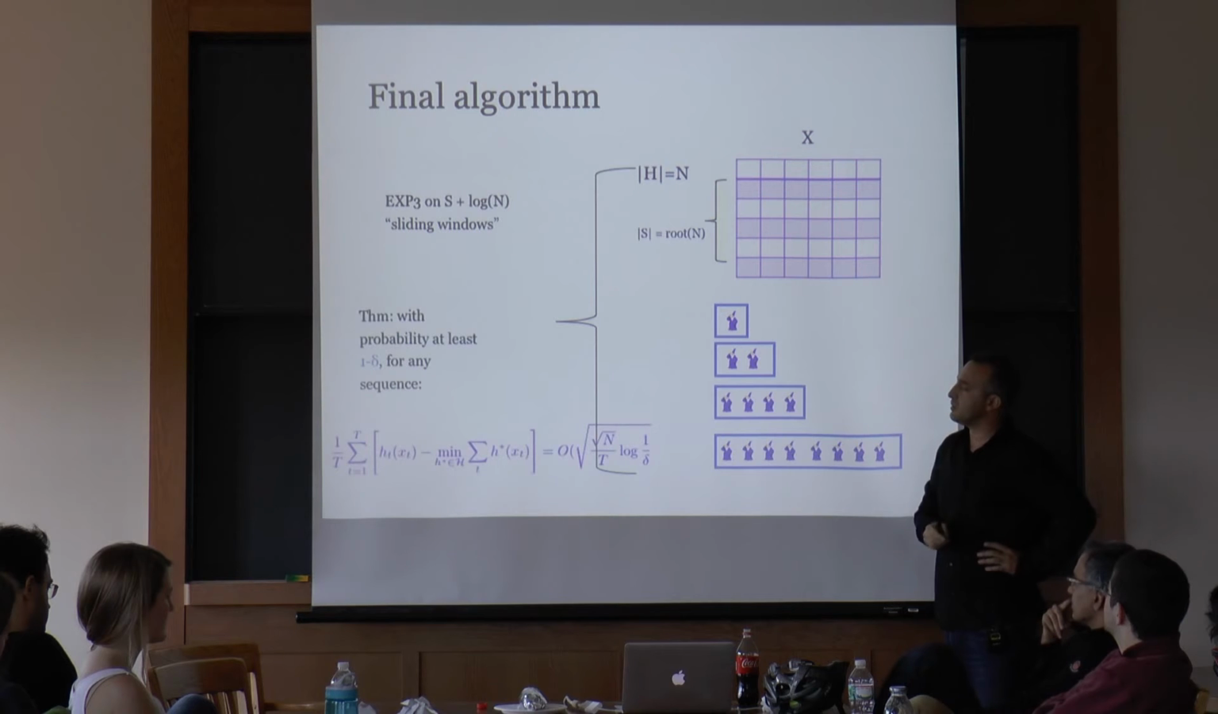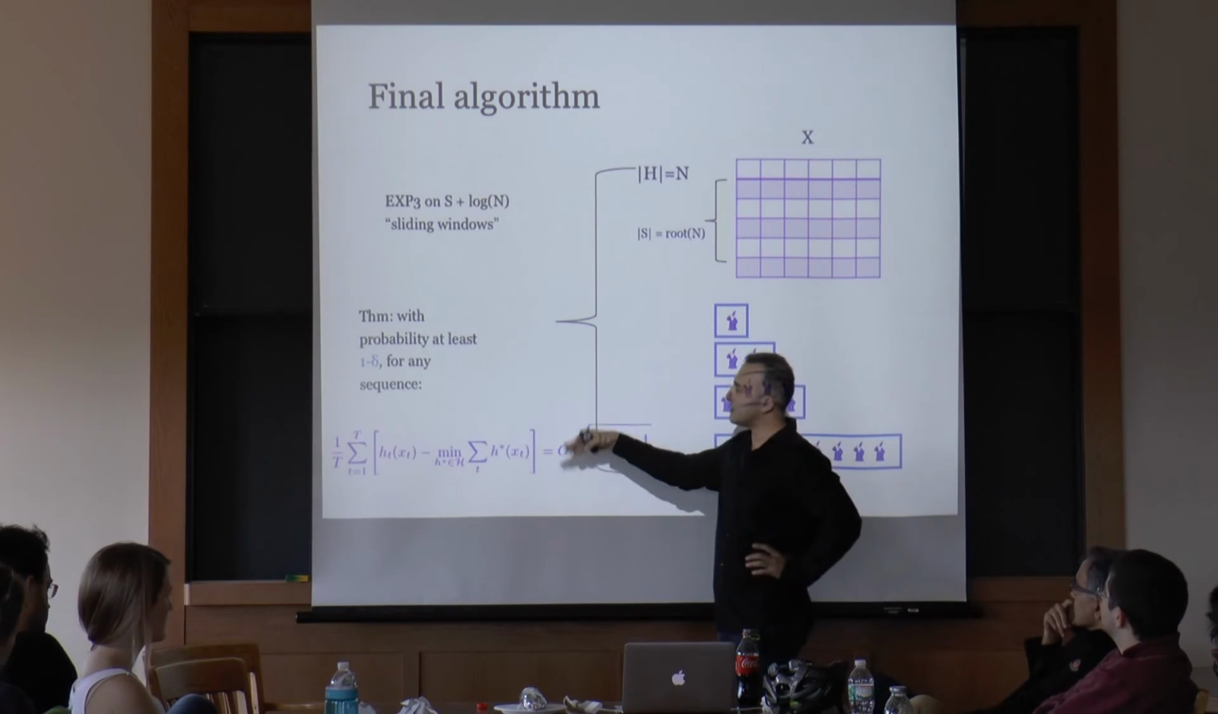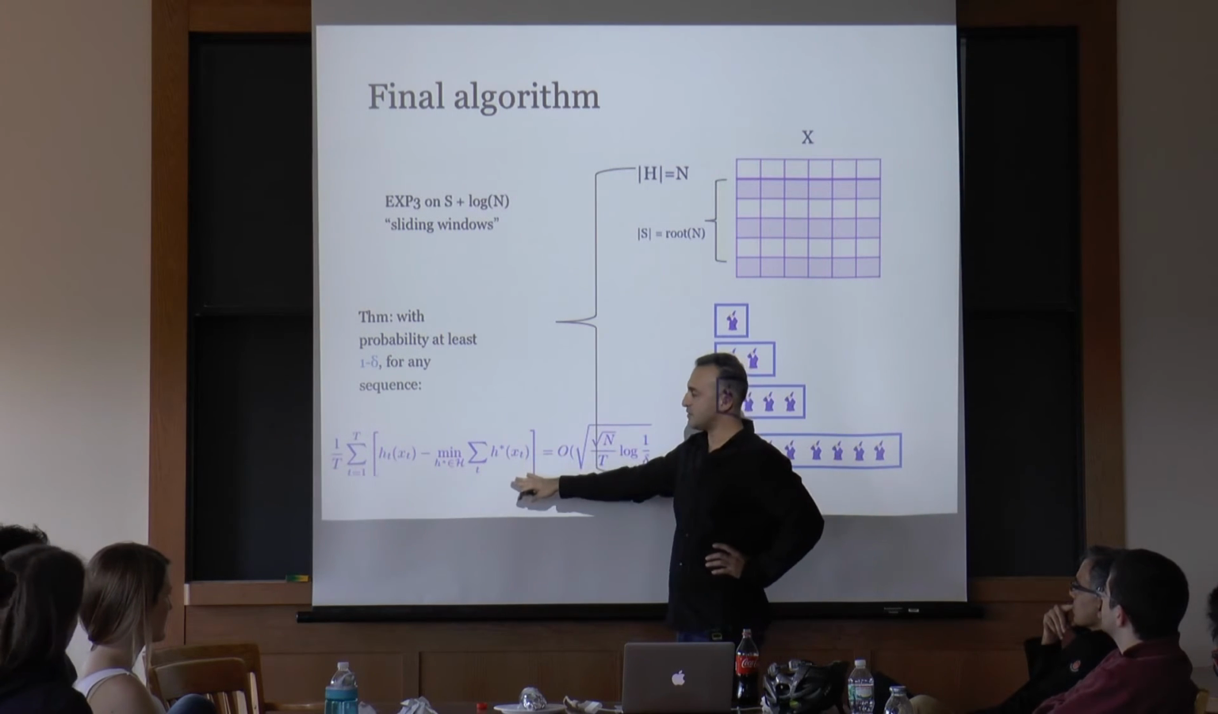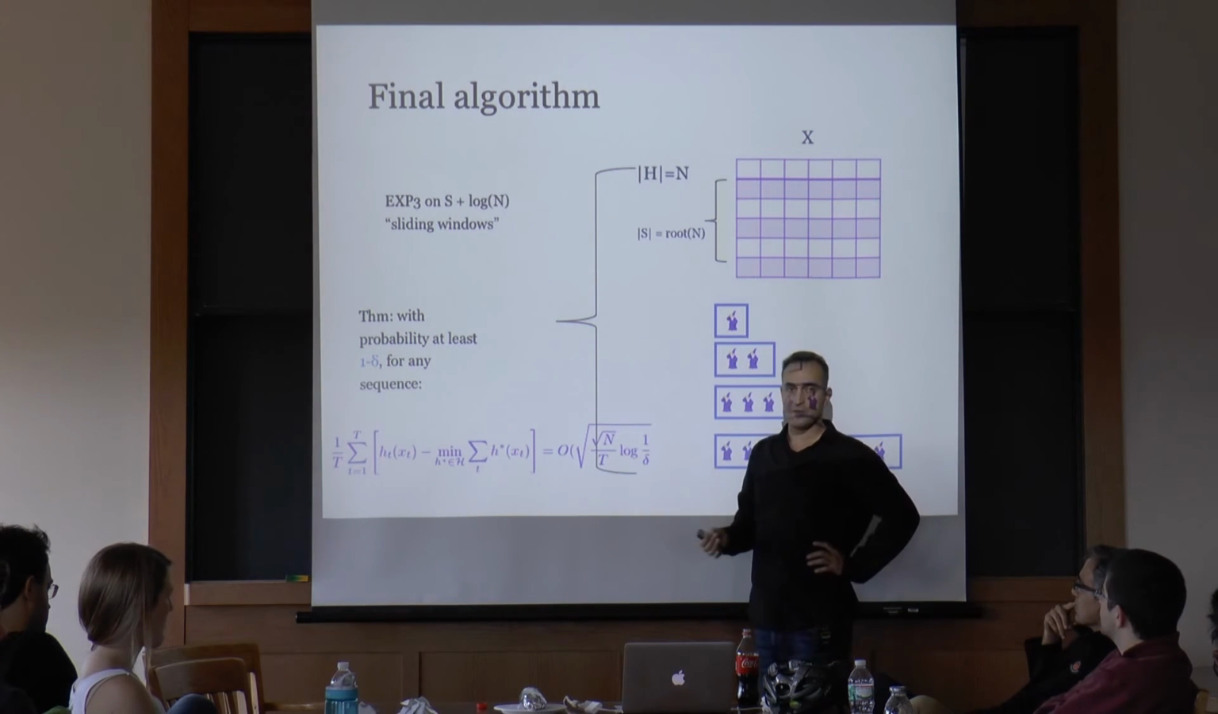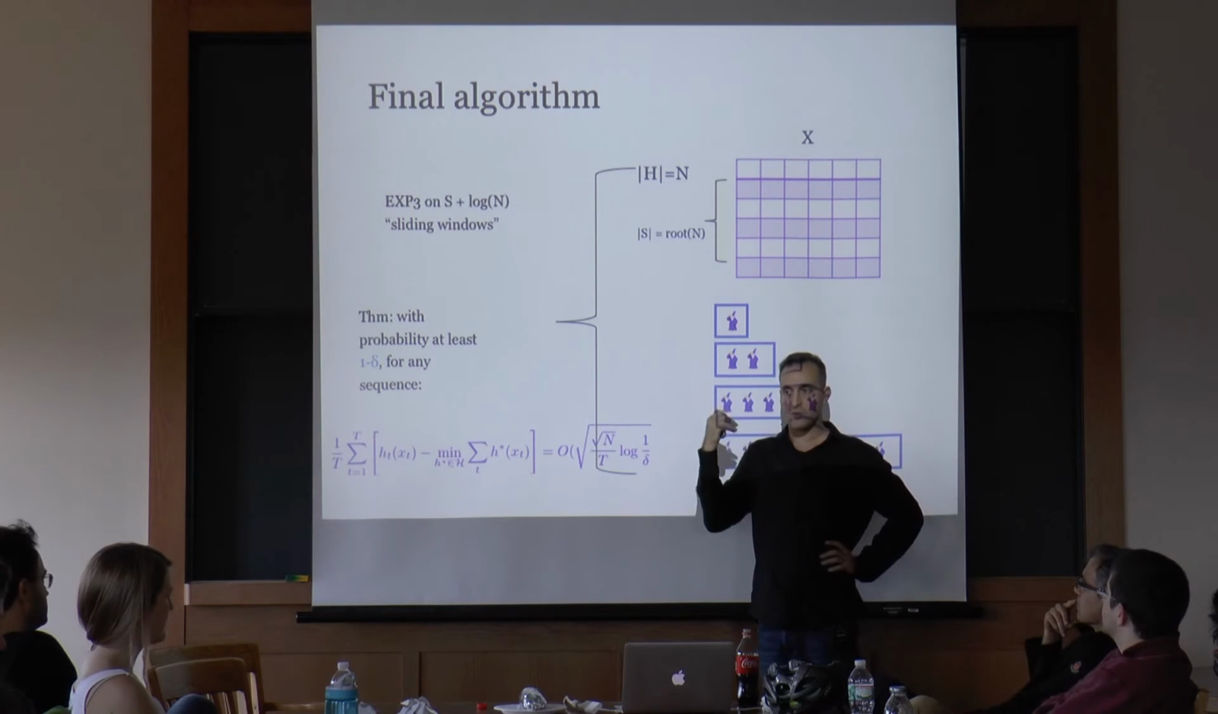And the guarantee is this: with probability 1 minus delta, for any adversarial sequence, the regret is root of root n over t log 1 over delta. So the best you can do, given the lower bound, this is the best you can do.